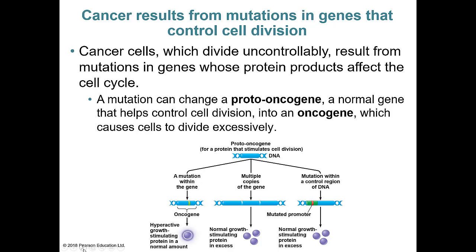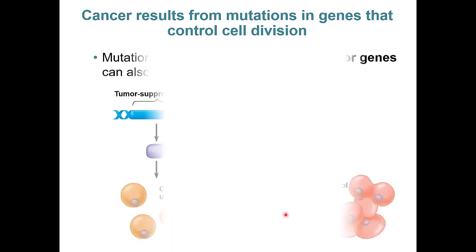At the bottom, we see a diagram of this. We have this proto-oncogene. This is a gene that is used to stimulate cell division. Here we have a mutation within that gene, and this mutation causes a hyperactive growth. So we have too much of this protein being produced and excessive growth. So it is now an oncogene.